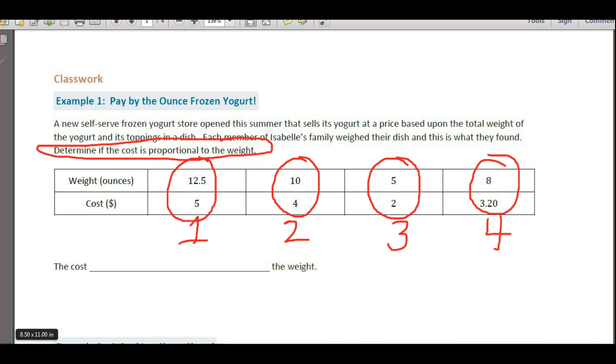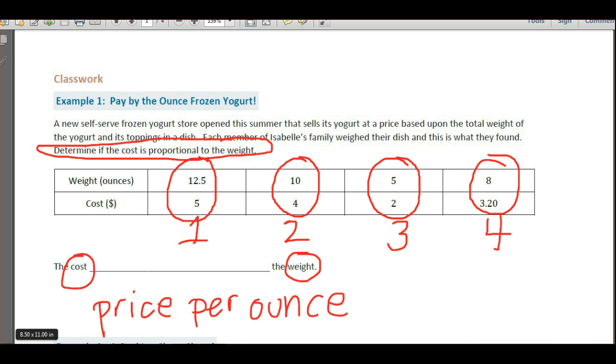Now, three of them are somewhat clear if you're going to do the division, because division is what you need to do. Whenever we talk about cost per weight, we're actually doing price, in this case, per ounce. Okay? Price per ounce. So 4 divided by 10 is pretty clearly 40 cents. So 40 cents per ounce.